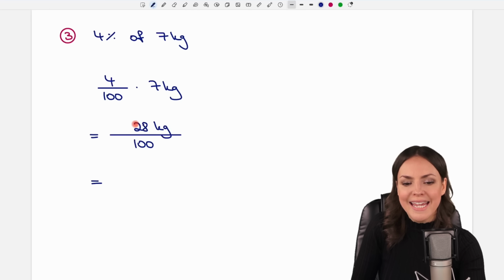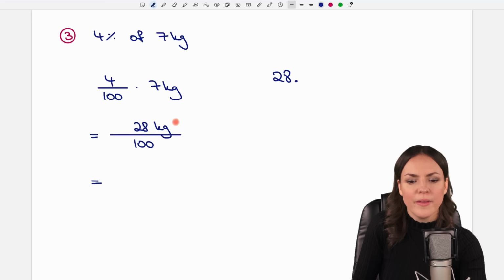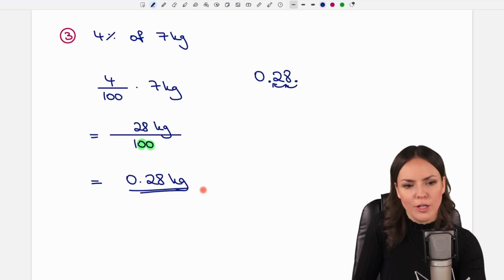We can do this by taking the 28 and moving the decimal point. So the decimal point is here after the number, and because we have 2 zeros here, we just move our decimal point 2 steps, so 1 step, second step, so our decimal point is going to be here. We fill it up with zeros, so we have 0.28 kilogram as a result.